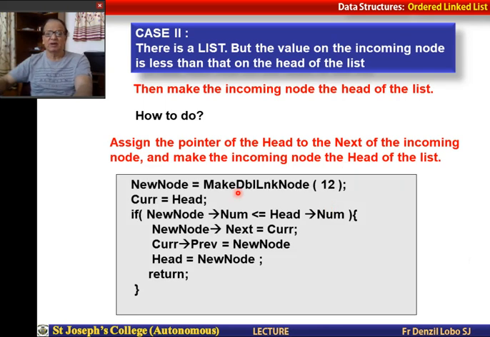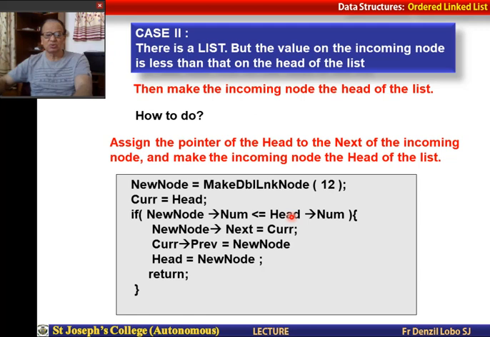I'll show it. For example, here I've made a new node out of 12. I've assigned head to current. This is what we always do, previous and current. And then I ask this question: is the new node number less than or equal to the head number, or current number?